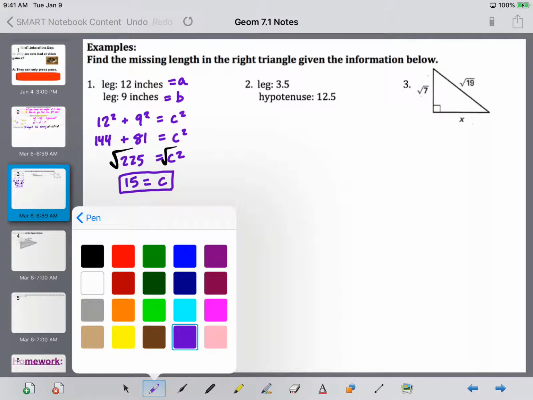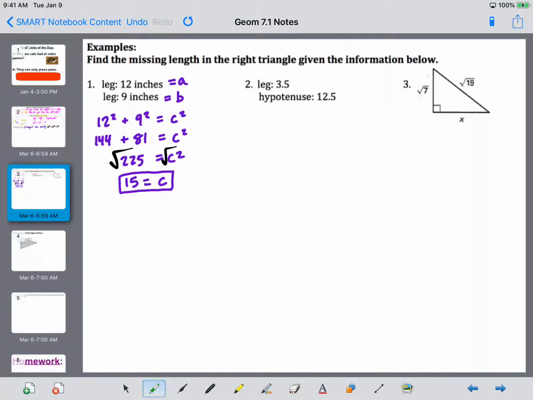Now in example 2, notice that they give us a leg, so we can call that a, and the hypotenuse, which has to be c. So in this case, we're going to solve for one of the legs. For a, let's fill in 3.5 squared plus b squared equals 12.5 squared. And 3.5 squared ends up being 12.25, plus b squared equals 12.5 squared, which is 156.25.